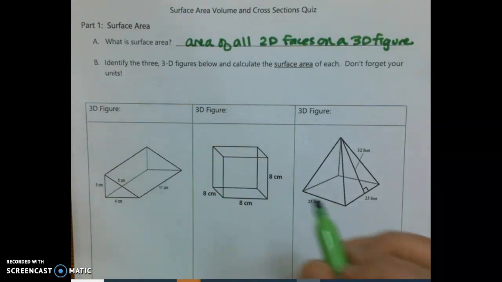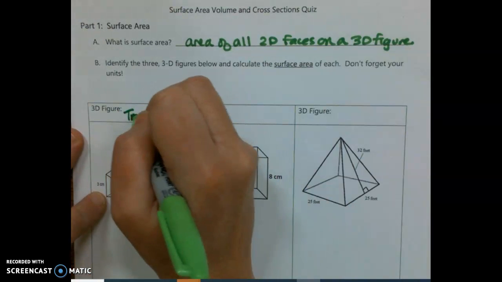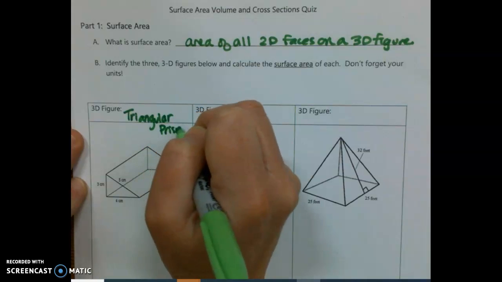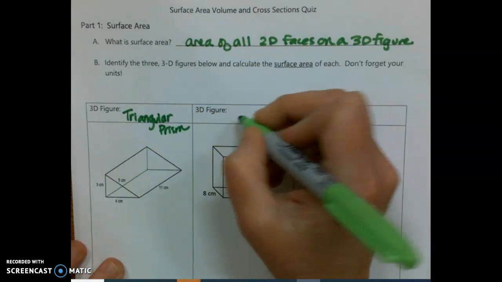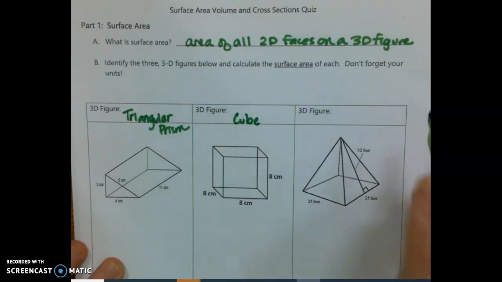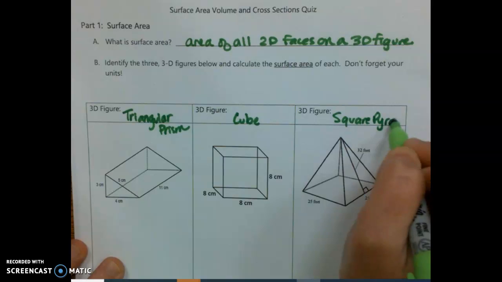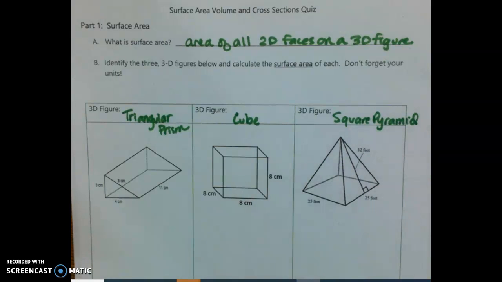Okay, let's start with naming. This is a triangular prism. This is a cube. And this is a square pyramid. So now we're going to solve each of these.